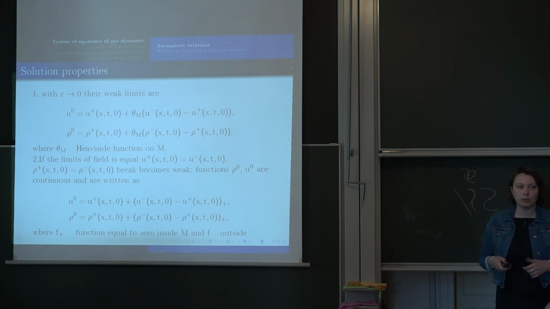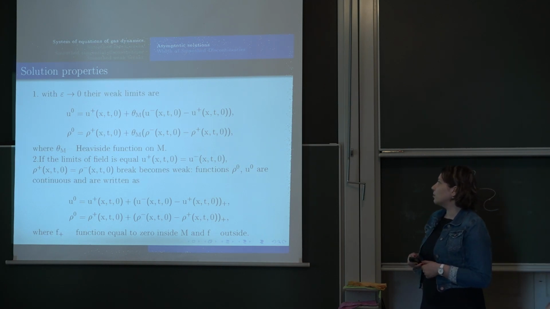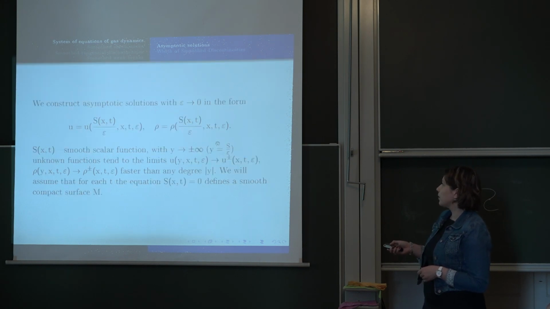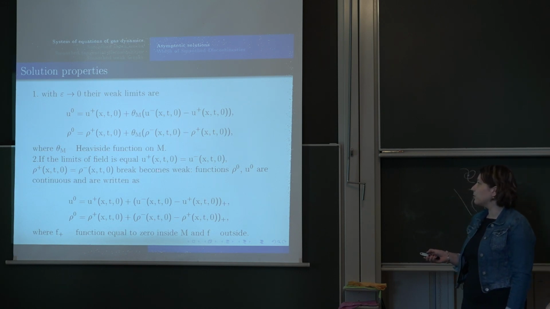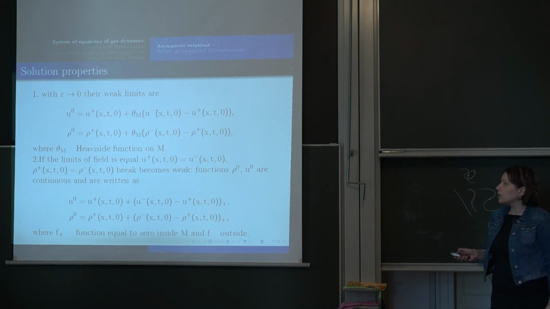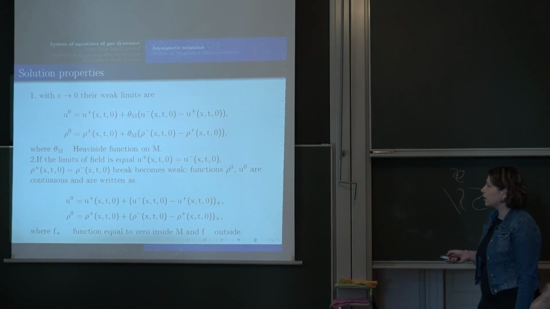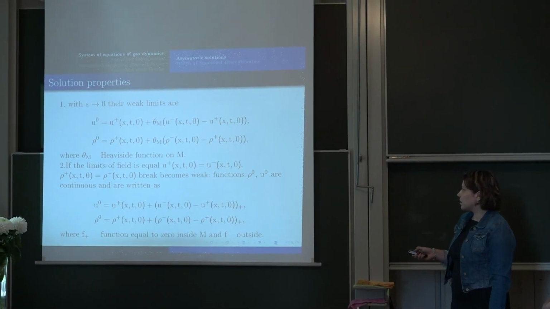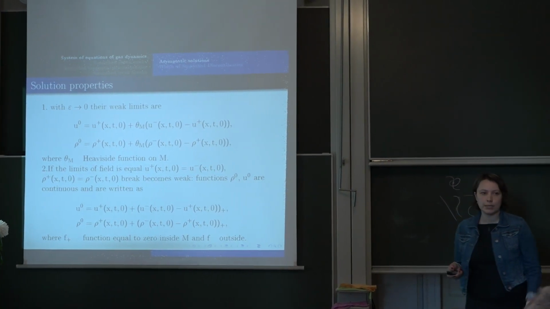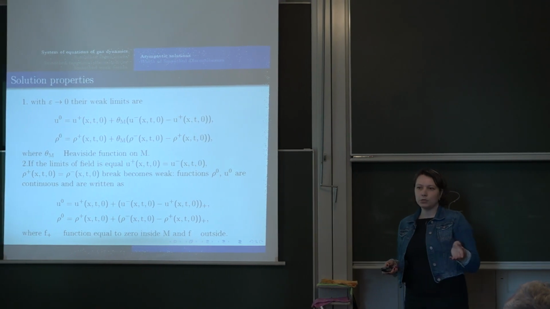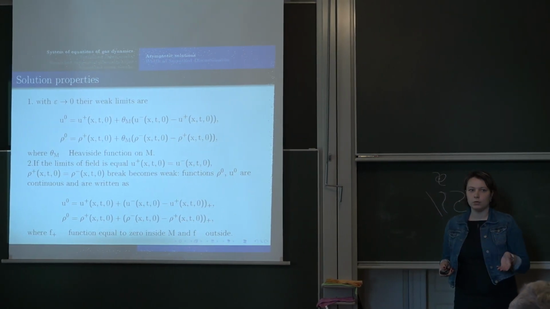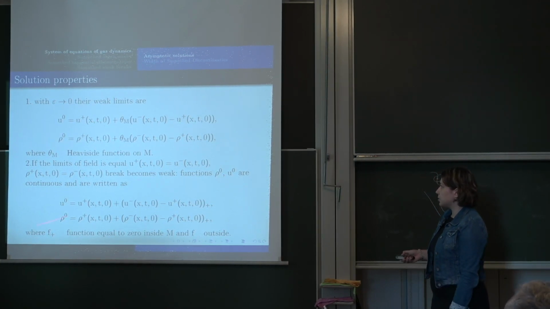A little about weak limits of our solutions. When the small parameter epsilon tends to 0, the weak limit of our solution has such a form, where theta is a Heaviside function on our surface M. If the limits of our unknown fields are equal, we have continuous functions rho0 and u0. The index plus means that the function is equal to 0 inside our surface M, and without an index, the function is equal to 0 outside our surface M. So such weak limits we have.